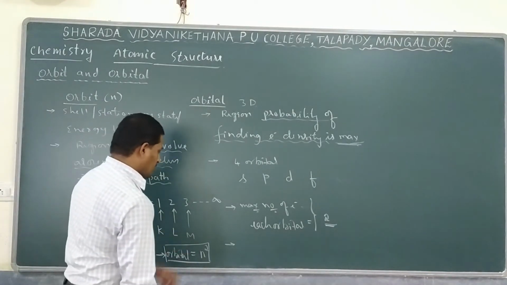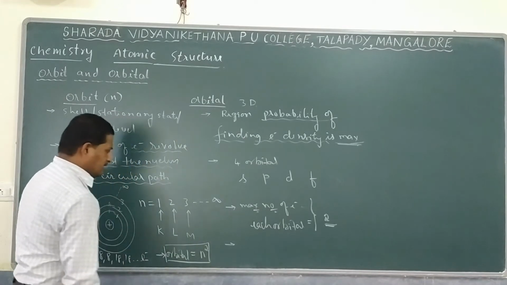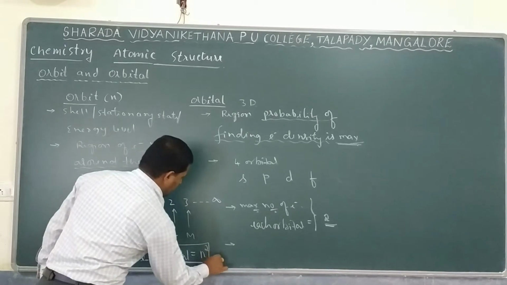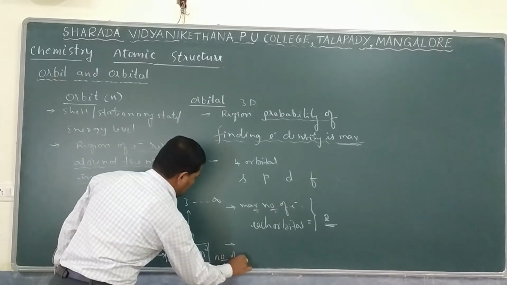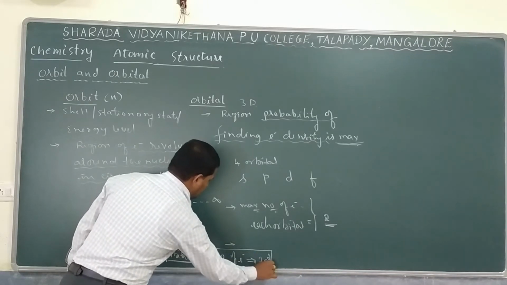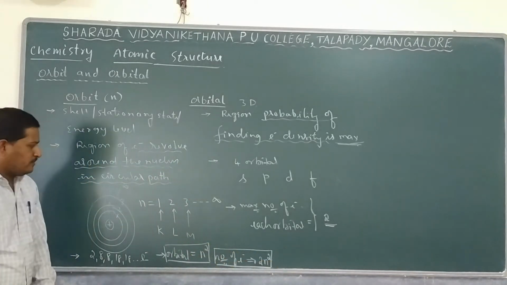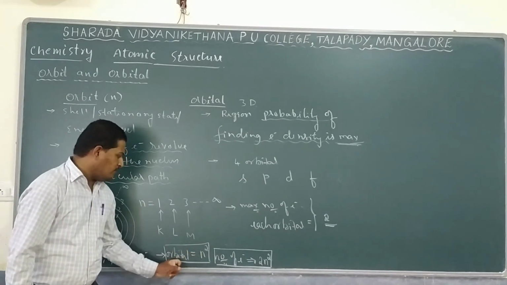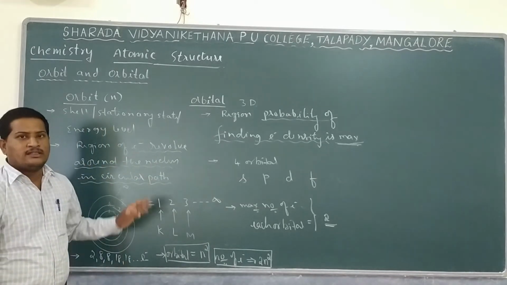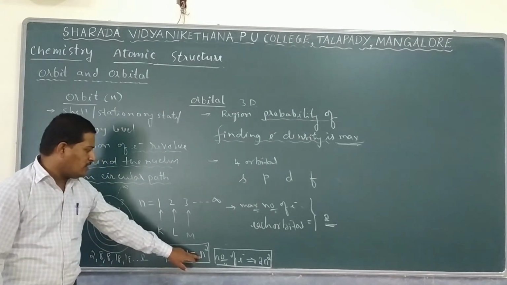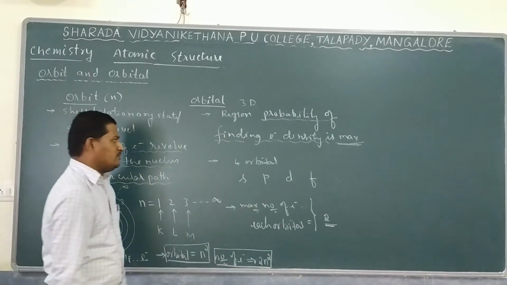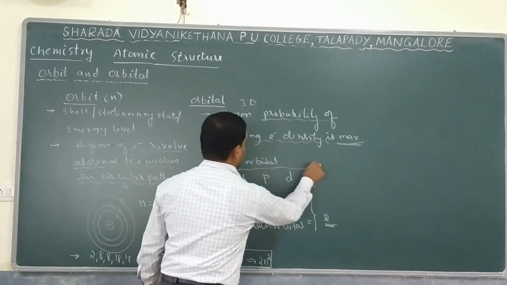N square is the number of orbitals present in each shell, and the number of electrons in each shell is given by the general formula 2n square. So n square is the number of orbitals in every shell, and 2n square is the number of electrons present in every shell. So n square is for orbital calculation, 2n square is for number of electrons calculation. So these are the variety of orbitals one can observe.